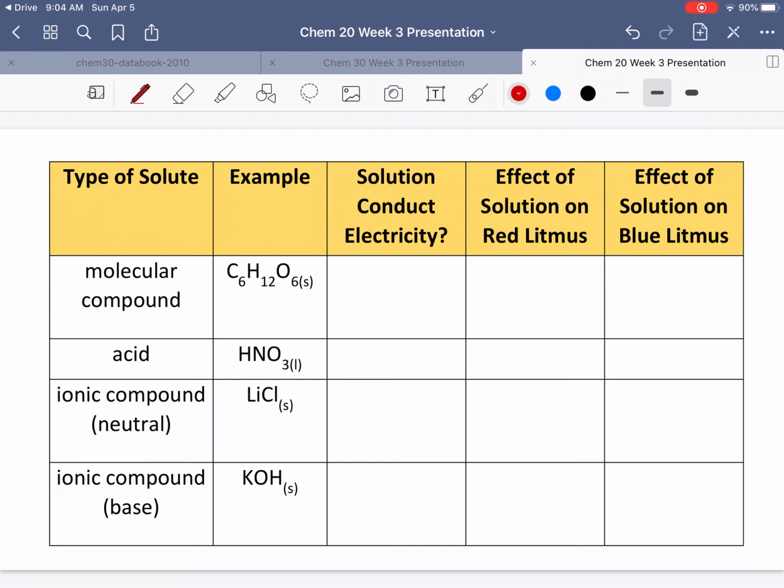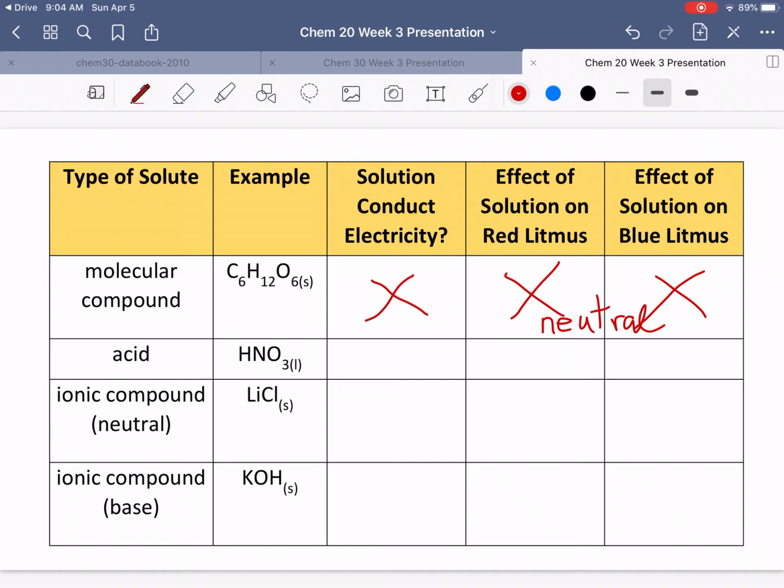If this molecular compound is put into water, will it dissolve? Sure. Will it conduct electricity? Definitely not. Okay? Therefore, will it have an effect on red litmus paper? No, it's going to stay the same. Will it have an effect on blue litmus paper? No, it will stay the same because these are completely neutral atoms without having any hydrogen ion or any hydroxide ion.